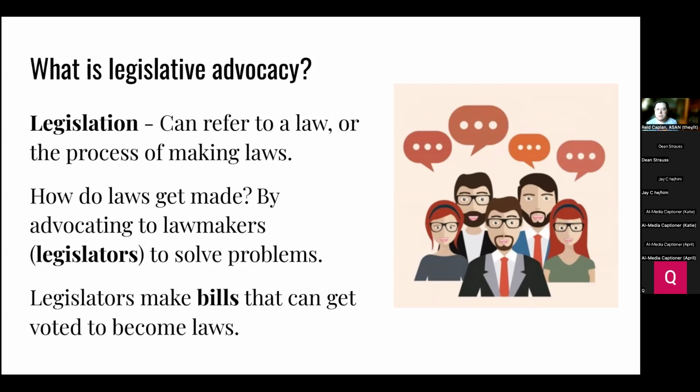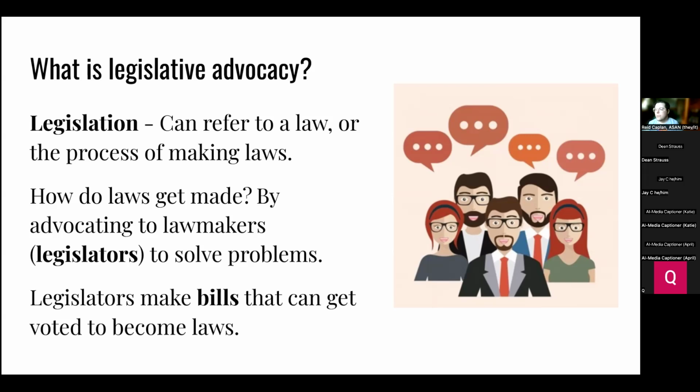And I know some people who are participating are international. So some of what we're talking about is centered on the US and may not be exactly the same in your country. But if you live in a country that has some kind of voting process for people in your government, then some of this will definitely apply to you.